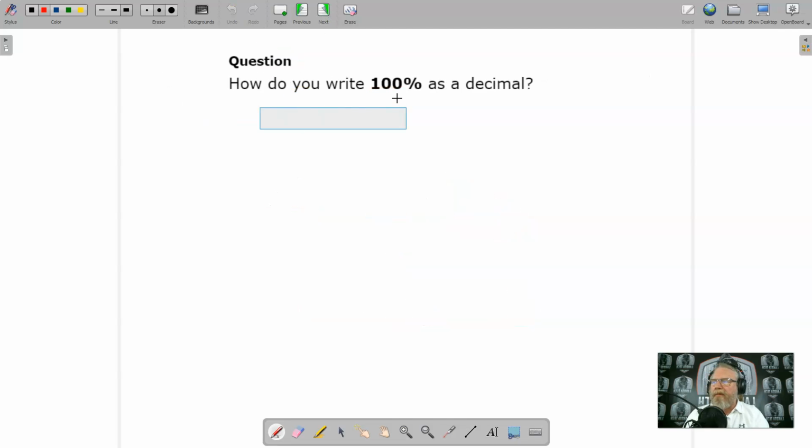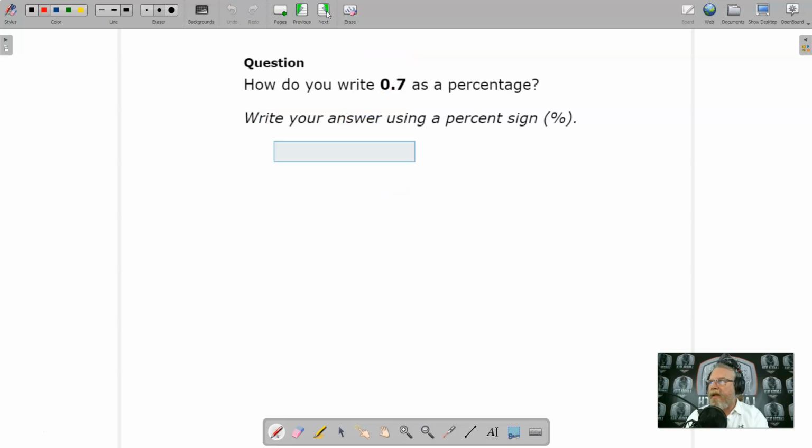How do you write 100% as a decimal? So we're going from a percent to a decimal. That means we're going to move the decimal from the right going left. So find that decimal spot, 1, 2, and we end up with 1.00, which is the same as 1. 100% as a decimal is 1. If you really want a decimal in there, you throw a 0.0 in there.